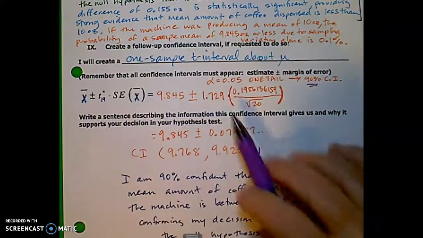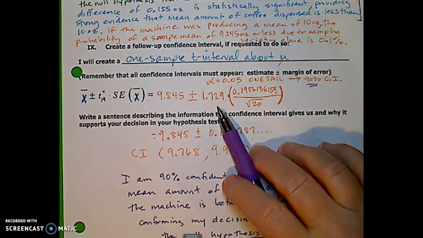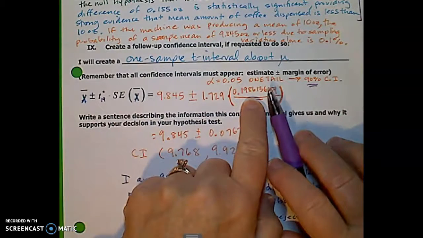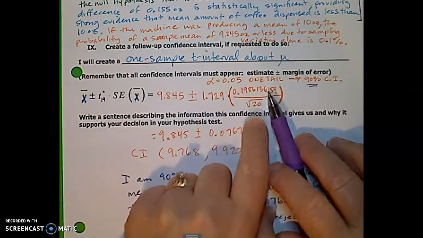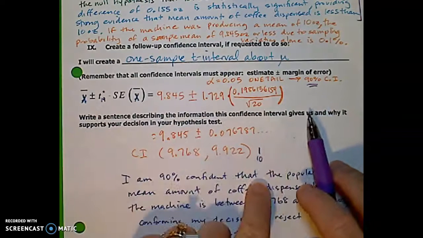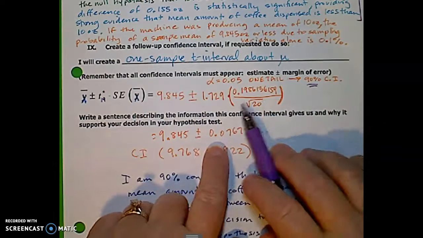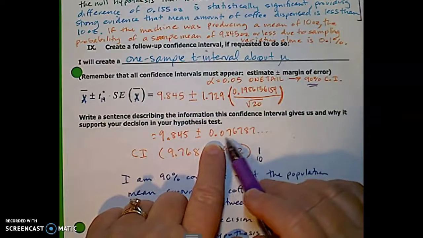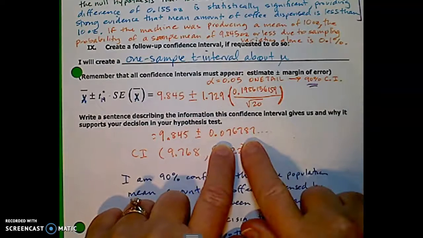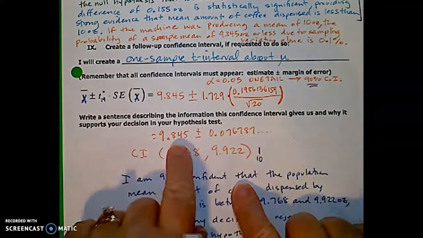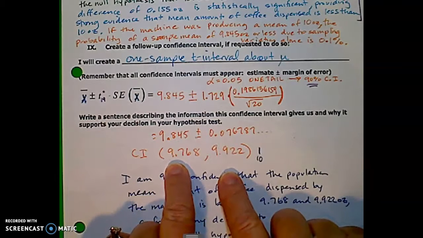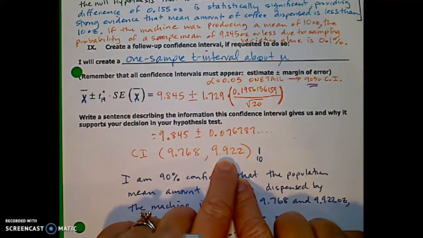So 1.729 is our t-critical value for 90% confidence interval, times the standard error, which is the standard deviation of our sample, divided by square root of our sample size 20. So we can crank all that out on the calculator. The margin of error becomes 0.076787 and a lot more decimals. So our confidence interval is 9.845 plus or minus that. I got 9.768 to 9.922.